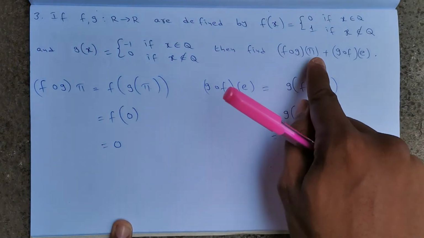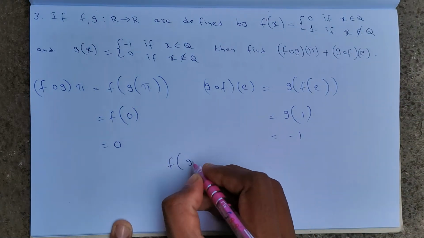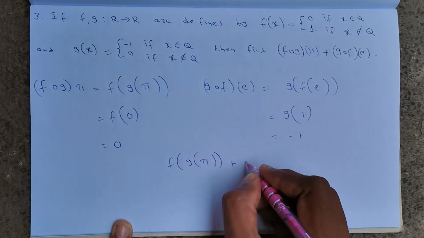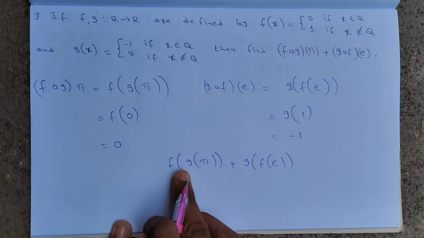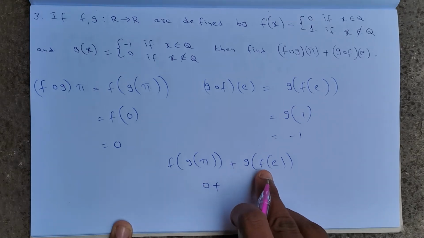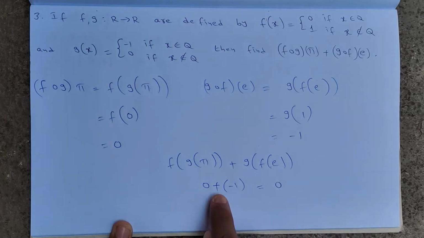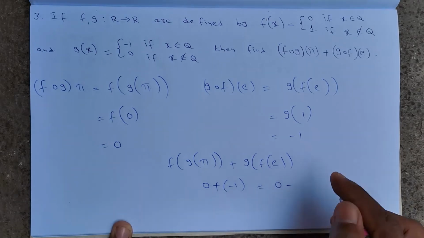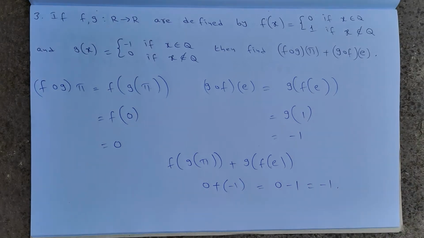Now we want f of g of pi plus g of f of e. F of g of pi value is 0 plus g of f of e value is minus 1, which is equal to 0 plus minus 1, so 0 minus 1, which is minus 1. Let's move to the next question.